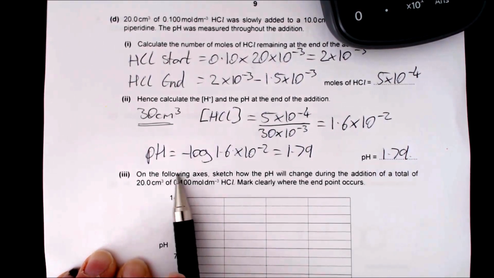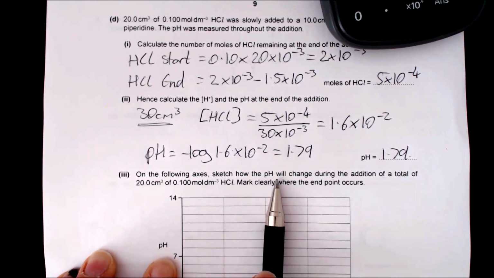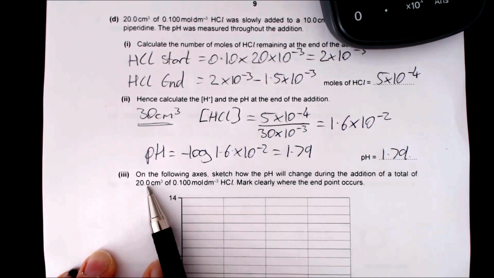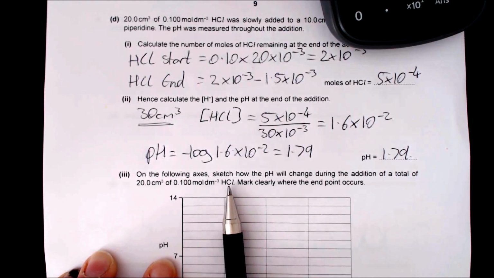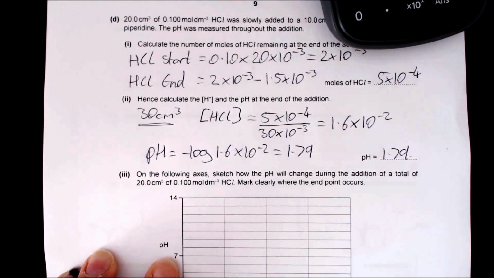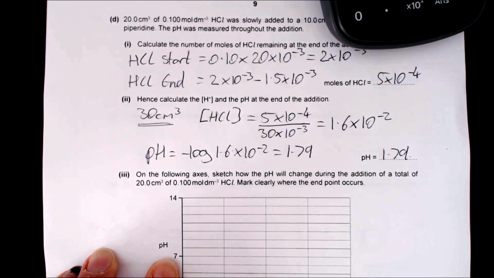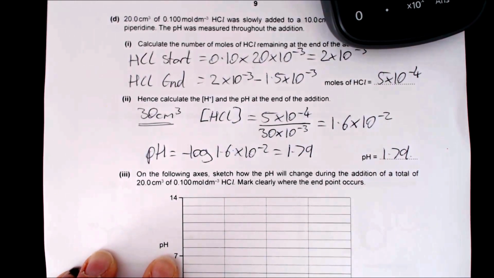Right, and then it says, on the following axis, sketch how the pH will change during the addition of a total of 20 centimeters cubed of 0.1 moles per dm cubed HCl. Mark clearly where the end point occurs. So this end point is going to occur at about 15 centimeters cubed. We have a total of 30 centimeters cubed that has been added, so the end point is going to be 15. So we're going to start at one particular point here.